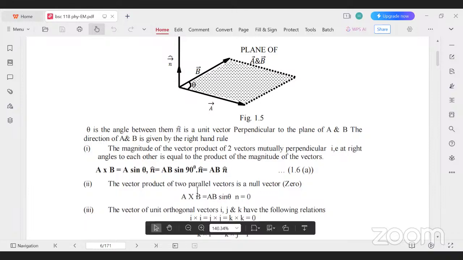The vector product of two parallel vectors is a null vector, that is 0. So what happens? A cross B is equal to AB sine theta N, which is equal to 0.